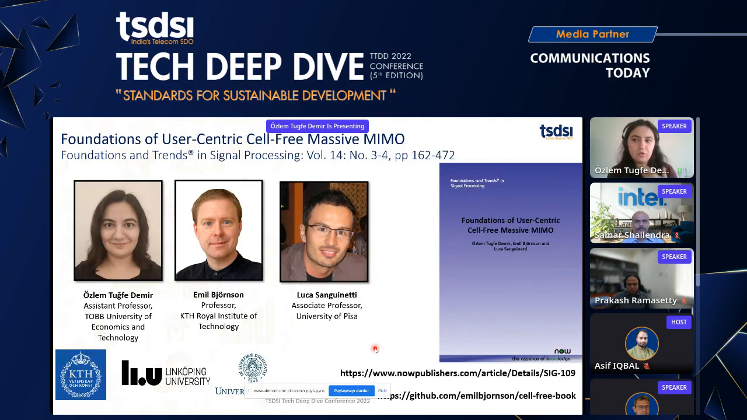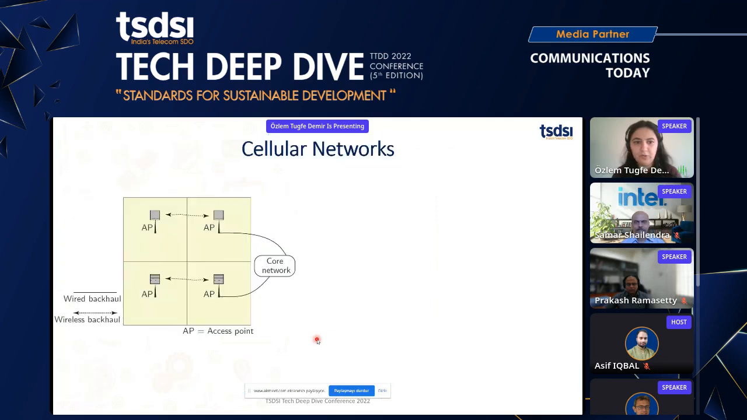But in our first textbook on cell-free massive MIMO, we have outlined the basics of the physical layer foundations of user-centric cell-free massive MIMO with a special emphasis on the scalability issues, and covered mainly the fronthaul transport and the access point processing aspects of user-centric cell-free massive MIMO. So mainly I will give a high-level outline of the physical layer foundations of this technology, mainly following our book.